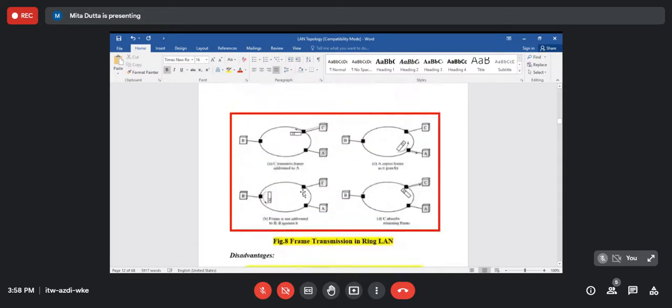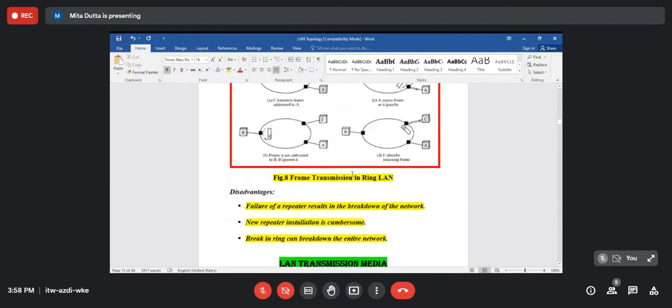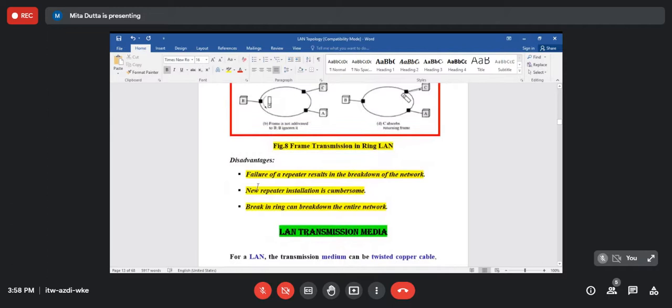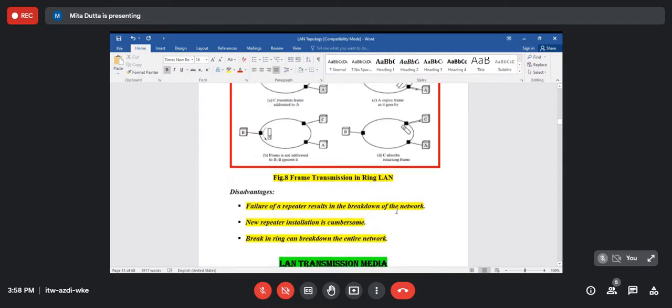And if the repeater fails, then there will be a shutdown in the network. And repeater installation is cumbersome, and in a ring, a break down brings down the entire network also.